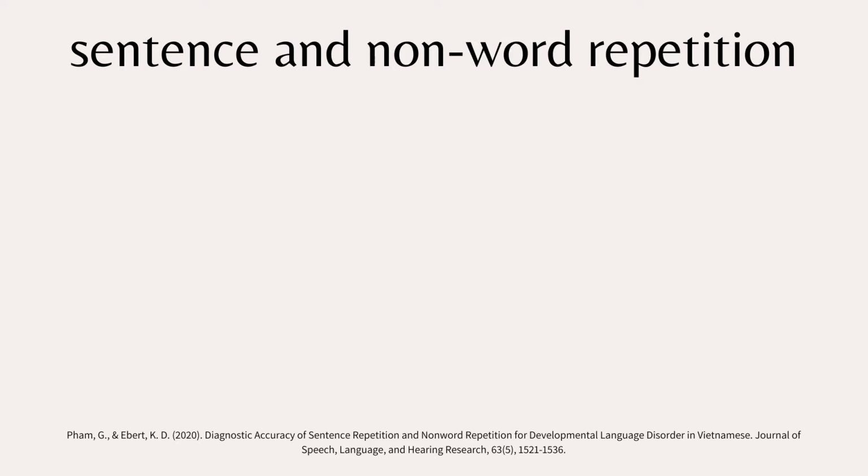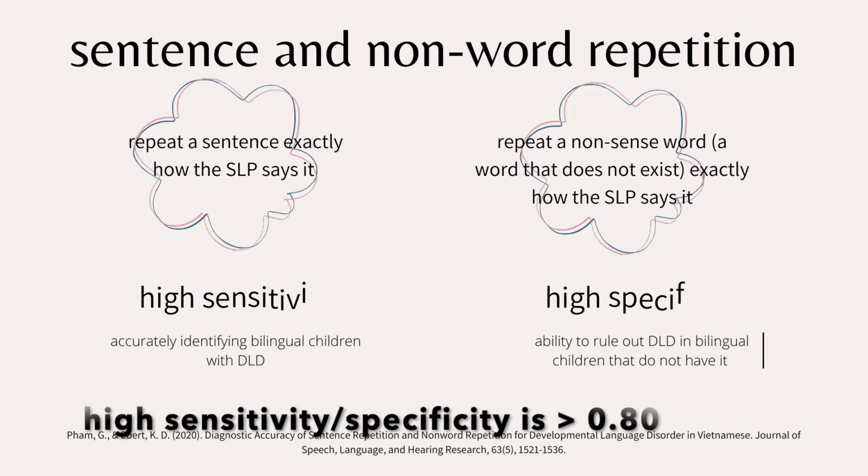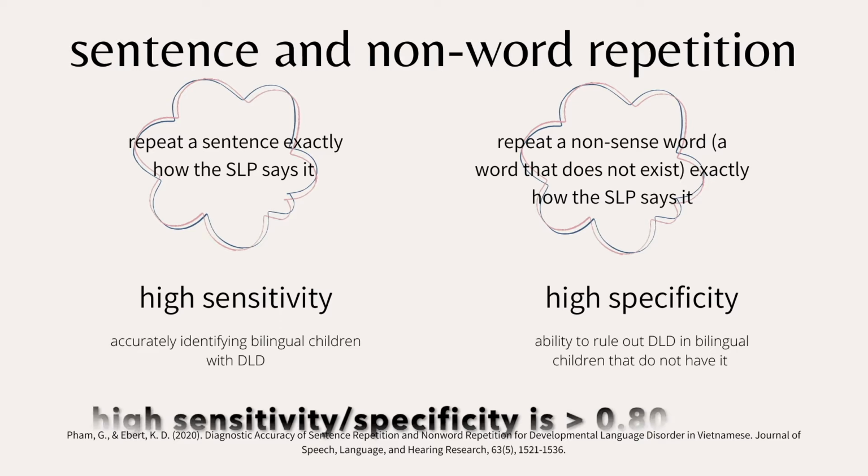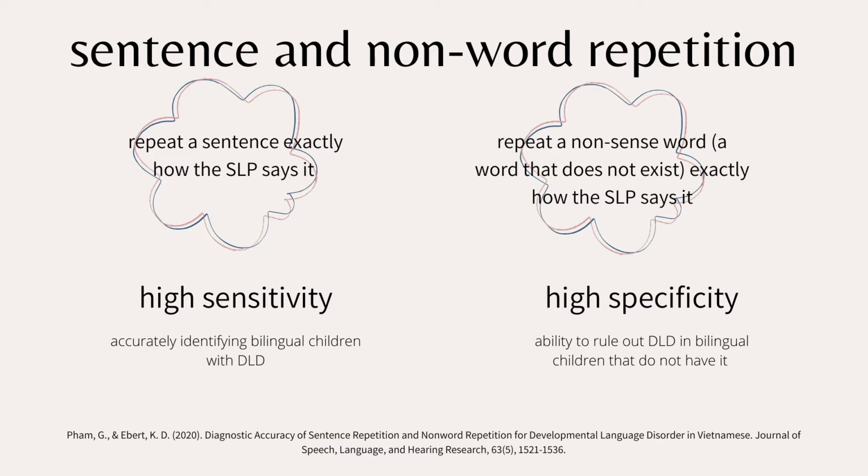Sentence and non-word repetition is exactly how it sounds. It's repeating sentences or words that don't exist verbatim after the SLP says it. Research has shown that these measures have high sensitivity and specificity. In this case, sensitivity is the ability to accurately identify bilingual children that truly have DLD. Specificity is the ability to rule out the diagnosis of DLD in bilingual children that do not have it.